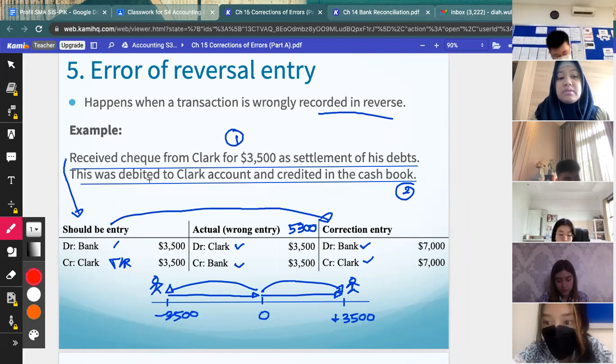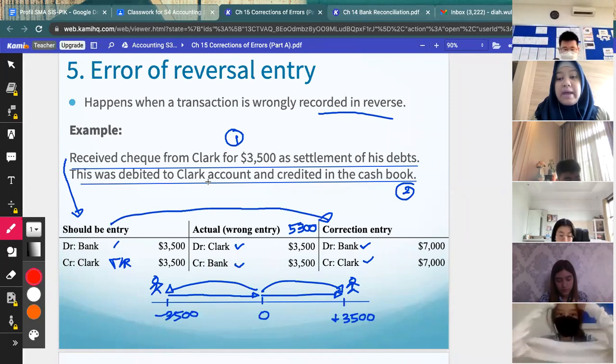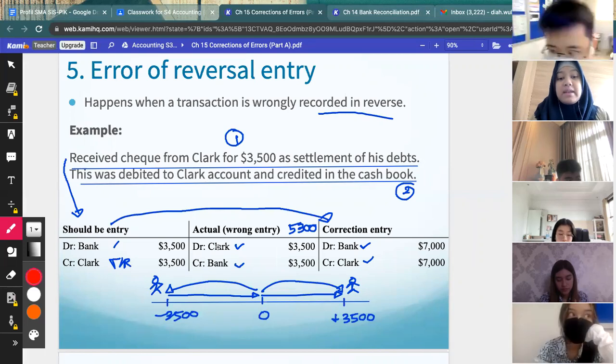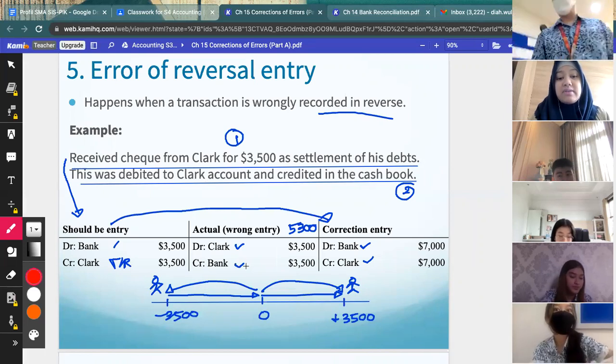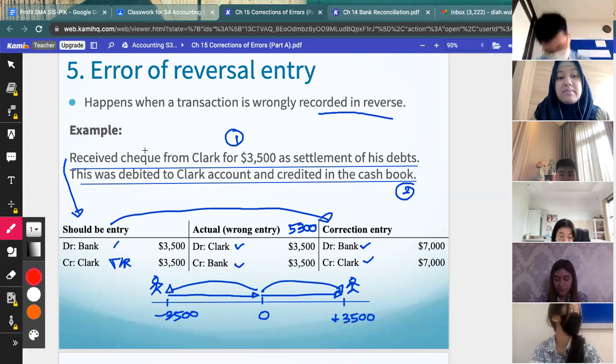Let's see number 1 first. Received check from Clark means that bank should be in the debit side. From Clark means TR. Clark should be in the credit side. So this is the entry that you should have recorded. Number 2, this was debited to Clark account. So instead of putting bank in the debit, you put Clark in the debit side. And then bank in the credit side because it said by check. So the bank is in the credit side, like so.